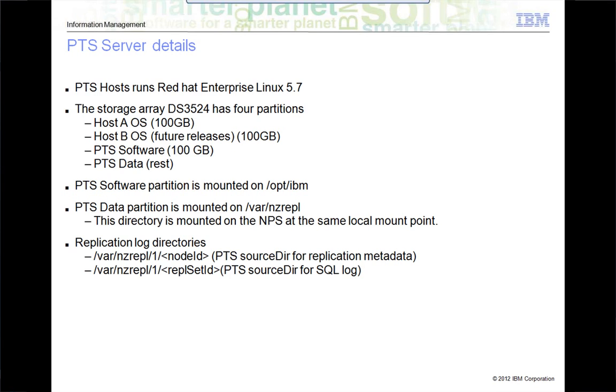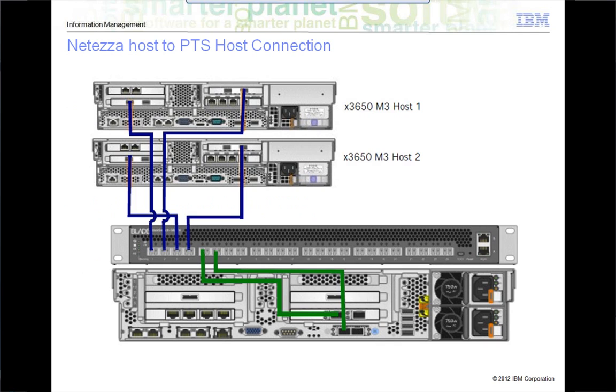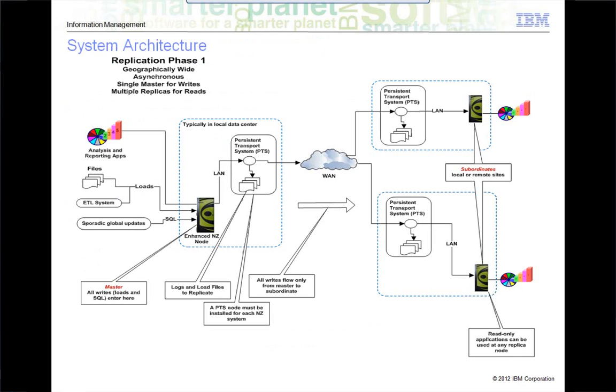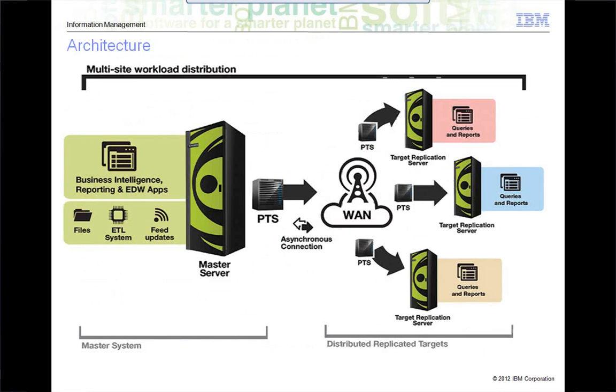All right, moving along. There is a question from Pravin: one PTS can support how many secondary servers at maximum? At any given node, you need one PTS and one Netezza appliance. One PTS server is dedicated to that Netezza appliance. So you can have one master node comprising one Netezza appliance plus PTS, plus any number of subordinate nodes, each having its own Netezza appliance and its own PTS.